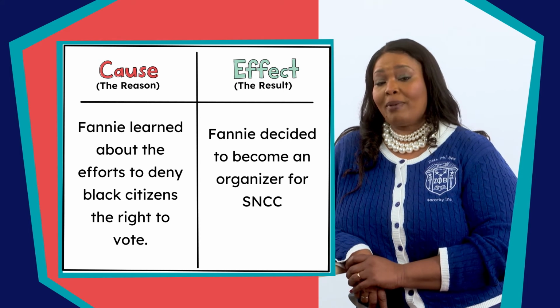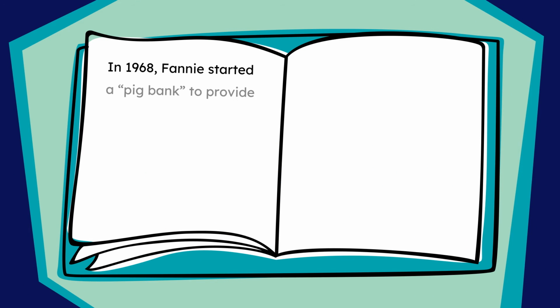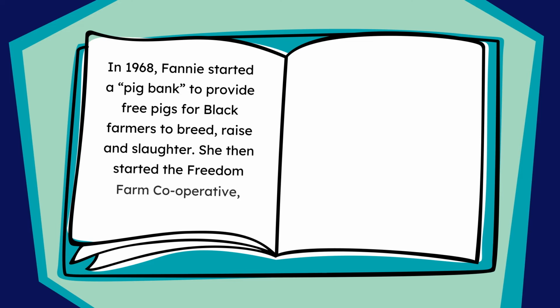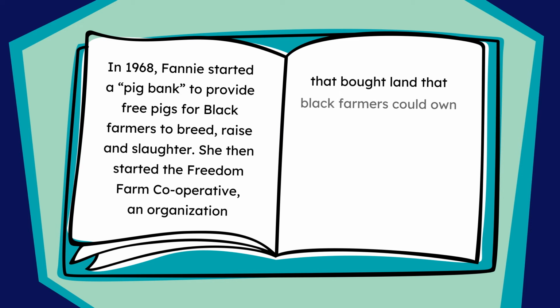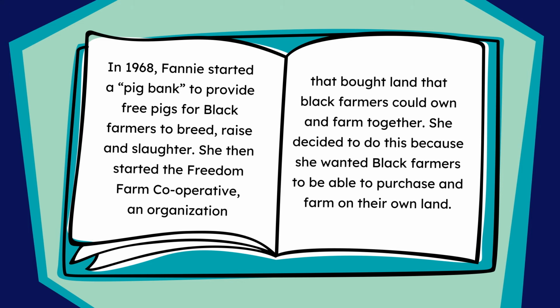I will continue with her biography. In 1968, Fannie started a pig bank to provide free pigs for Black farmers to breed, raise, and slaughter. She then started the Freedom Farm Cooperative, an organization that bought land that Black farmers could own and farm together. She decided to do this because she wanted Black farmers to be able to purchase and farm their own land.